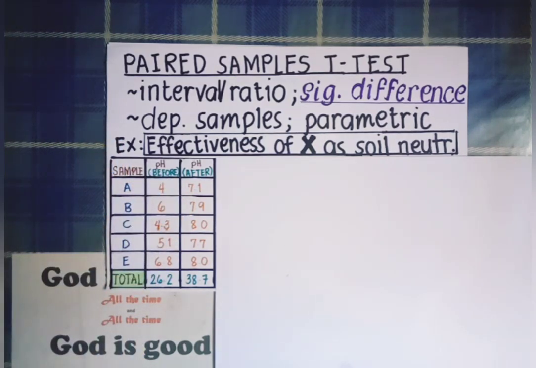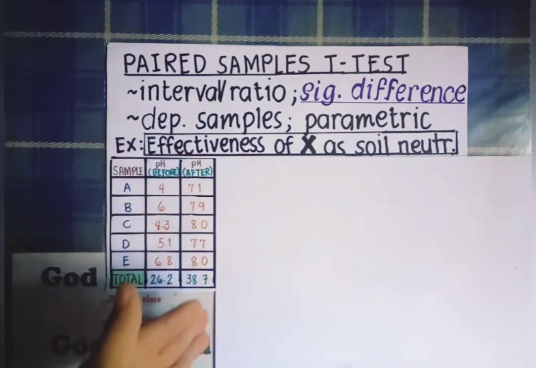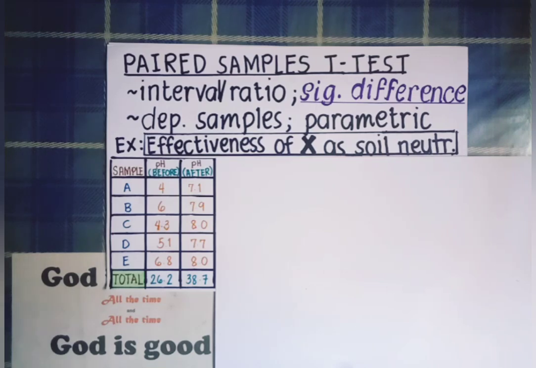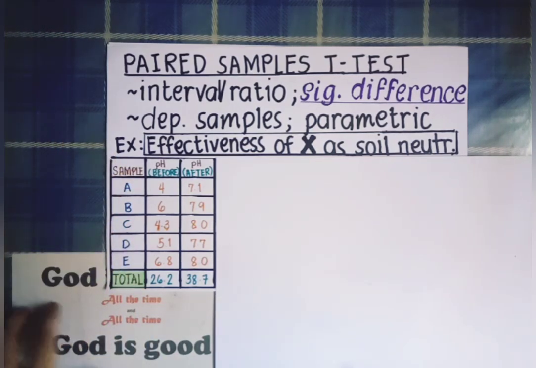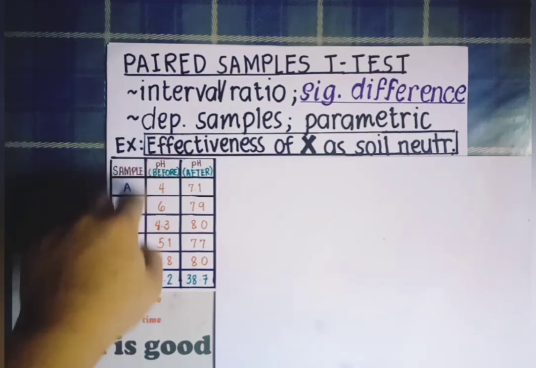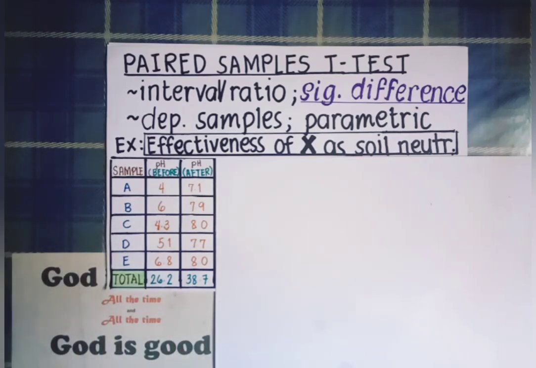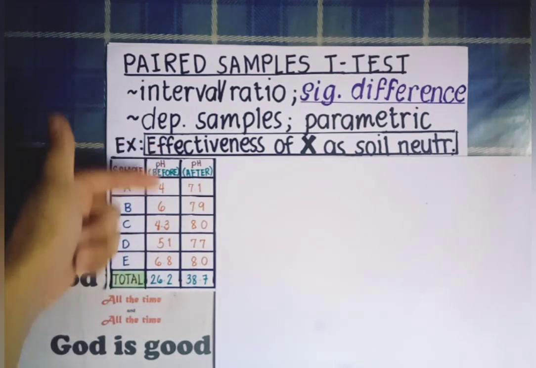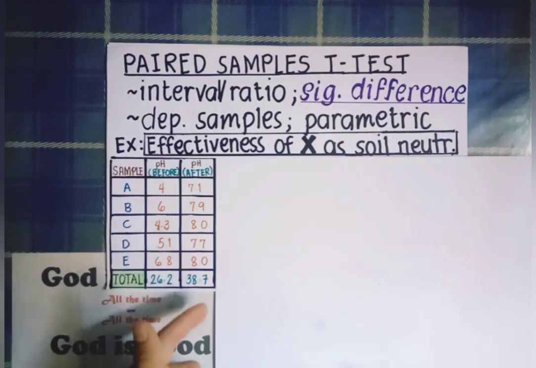Now take note that these two data here, the pH before the application and the pH after the application, only came from one set of sample, this set of sample. Okay, and therefore, these samples are dependent samples. So our data here, the pH before and pH after, only came from one set of sample, these samples. Okay, so dependent samples. Now, right after we obtain the pH before and after, we also obtain the total for pH before and pH after.